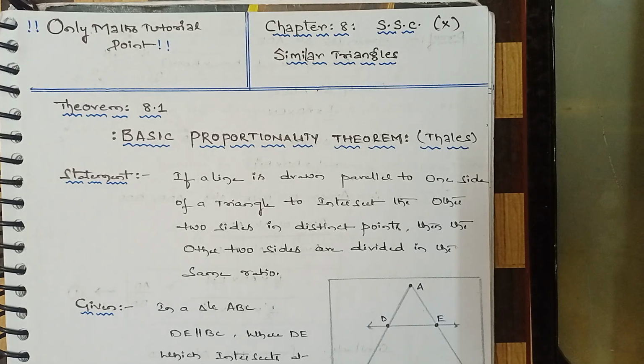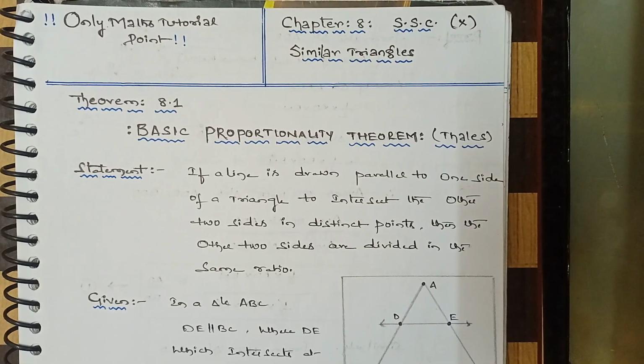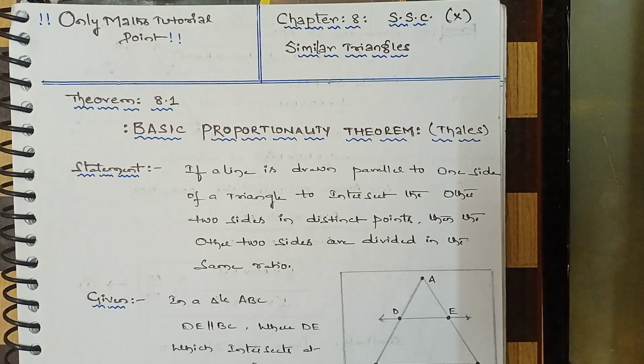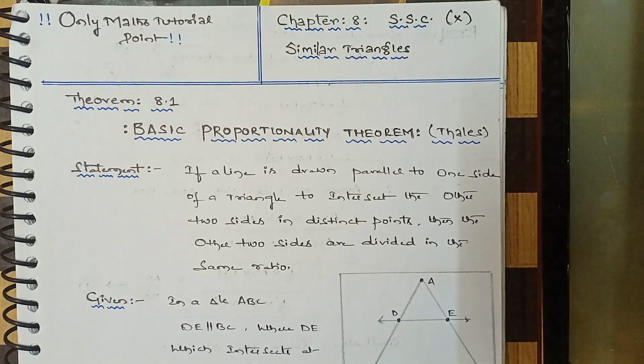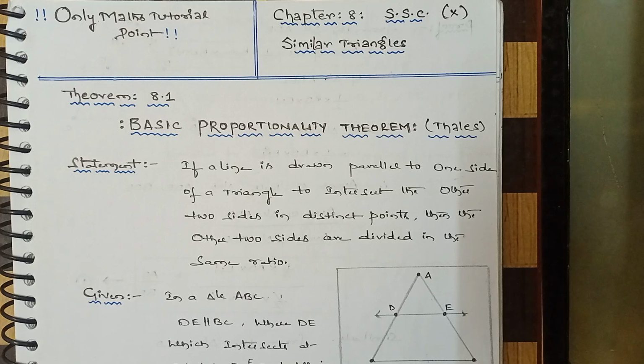Today in this video, we are going to discuss the basic proportionality theorem of the chapter Triangles, or Similar Triangles. Similar Triangles is for the state syllabus and Triangles is for the CBSE syllabus. The basic proportionality theorem is also called Thales theorem, or BPT. So what is the statement?